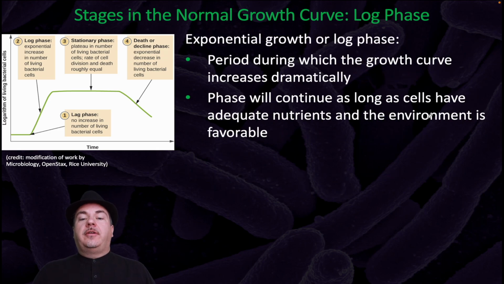Then we enter the exponential growth or log phase. This is a period during which the growth curve increases dramatically. This phase will continue as long as cells have adequate nutrients and the environment is favorable.